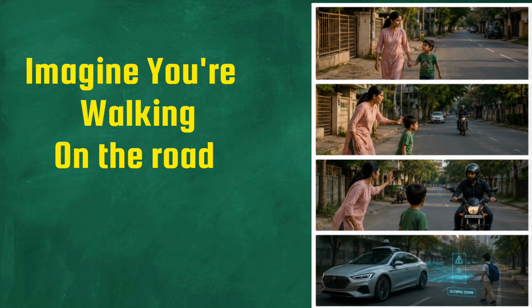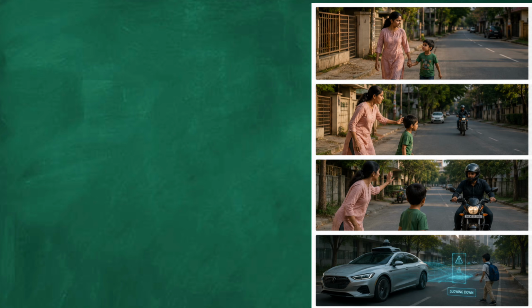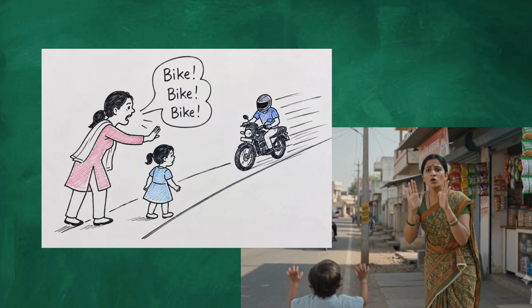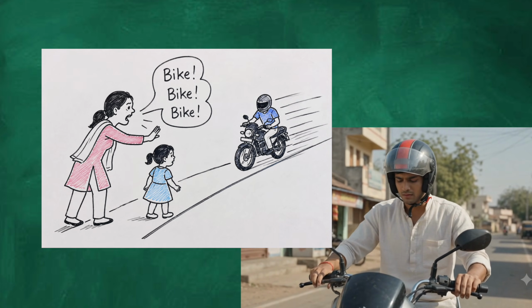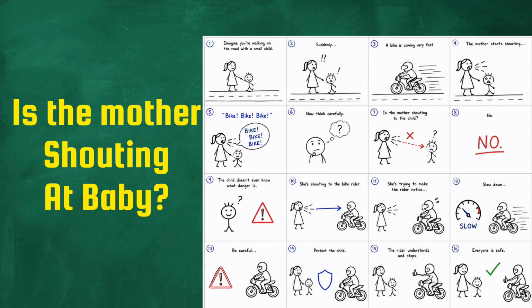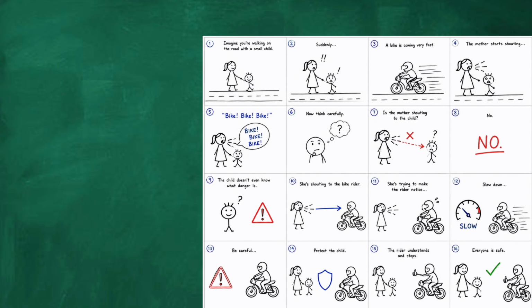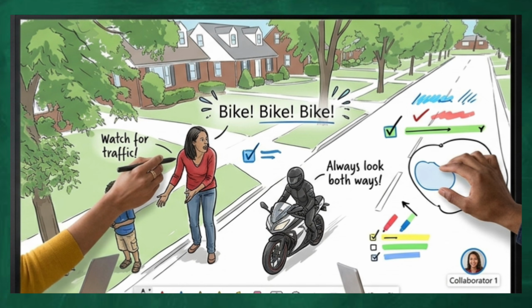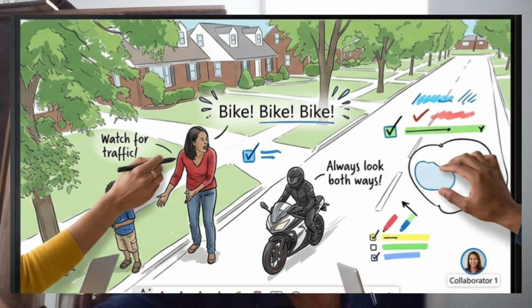Let me give you another example for understanding machine learning very easily. Imagine you are walking on the road with a small child, just one or two years old. Suddenly a bike is coming too fast. Your mother is shouting 'bike', something like that. Now think carefully. Is the mother shouting to the child? Definitely not, right? Because the child doesn't even know what danger is, how danger looks, and whether the bike is a danger for it or not. Actually, she is trying to make the bike rider notice, because when the rider notices, he will definitely slow down the bike. This is how machine learning also works.